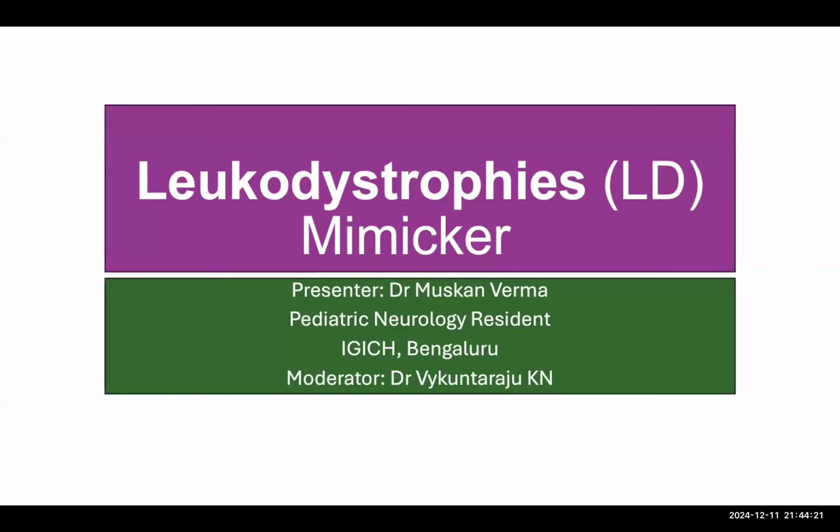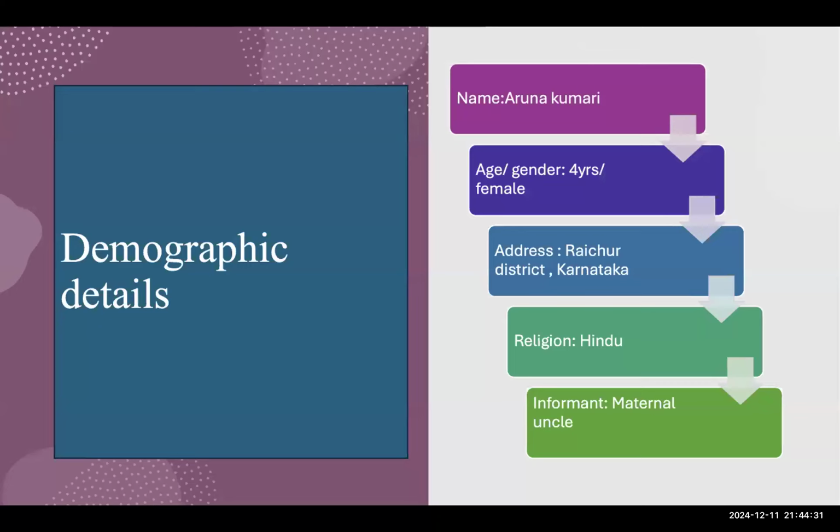Good evening, everybody. I am Dr. Muskan Verma, presenting under the guidance of Dr. Vaikund Raju sir. So this is a child, Aruna Kumari. She's a 4-year-old female, coming from Raichur, and the history was given by her maternal uncle.